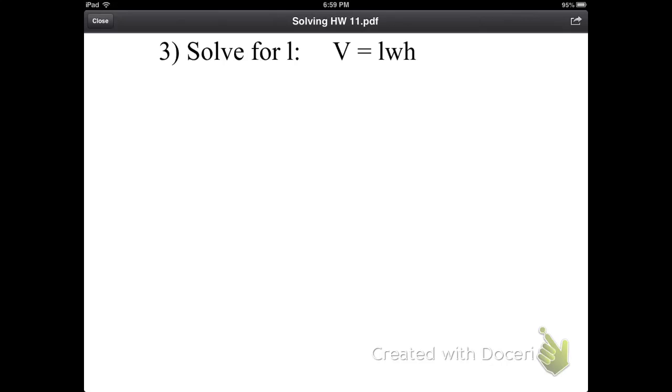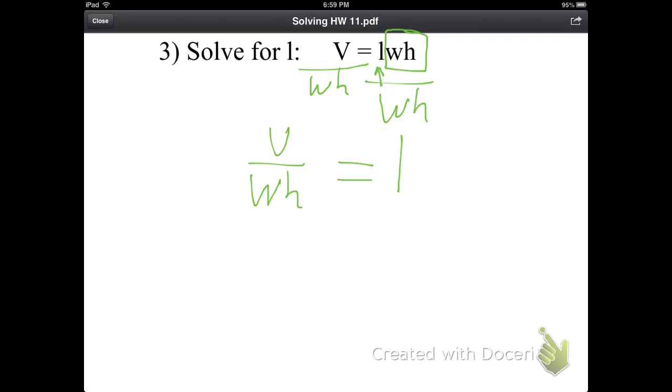Number 3. Okay, we had talked about these, solving for a variable. Here, my variable of interest is this L. I need to get it by itself. What's keeping it from being by itself? We have this WH here. When things are next to each other, that's multiplication. To get rid of the multiplication, you're going to divide. So divide by WH. What you do to one side, you do to the other. I have L on my left side, and then V divided by WH on the right. And that's it. It's done. Don't try to calculate or plug numbers in, because there aren't any.